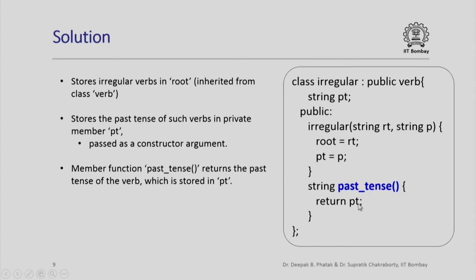What does this method past tense do? In this case, because it's the irregular class of verbs, I cannot concatenate ed and return the past tense, so I have to just access the past tense of this verb, which is stored in this private data member PT, and I have to just return that.